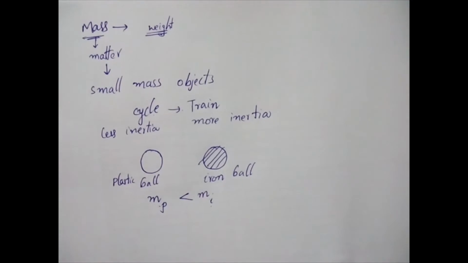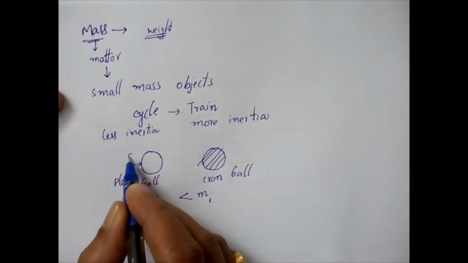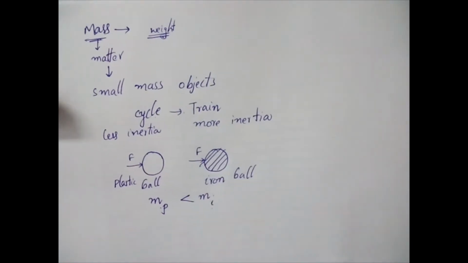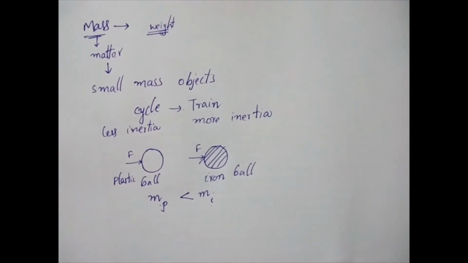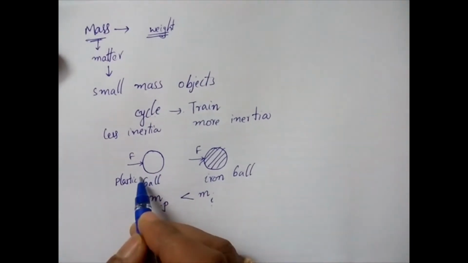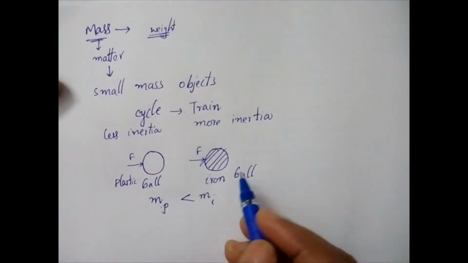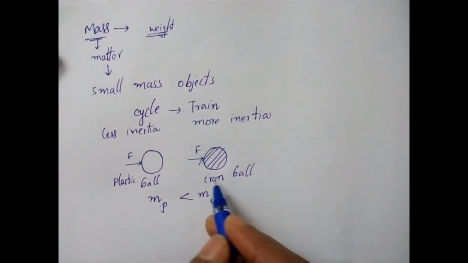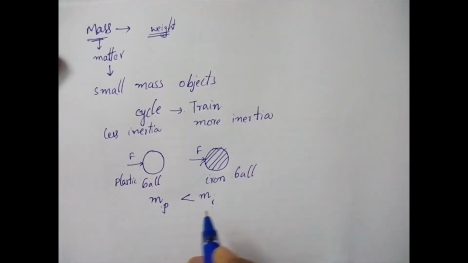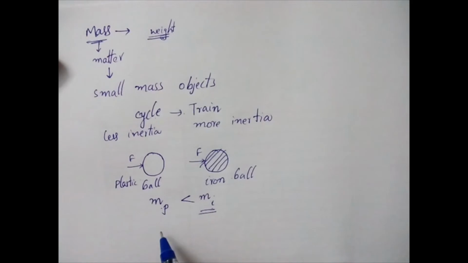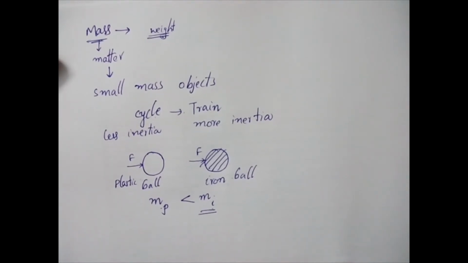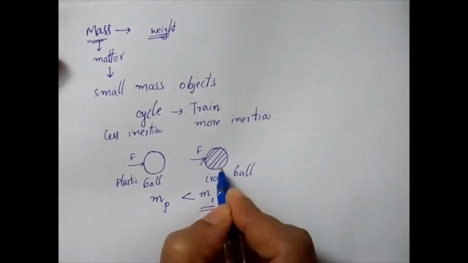Now on both of them you just apply an equal amount of force. If you apply an equal amount of force, which ball will move easily? If you are just touching it, your plastic ball will move. It starts moving. But the iron ball, if you just touch it, will it move? No, it will not move, because its inertia is high. It has more inertia. That means it doesn't want to change its position. Whatever position it already has, it doesn't want to change. So that is the inertia of the iron ball.